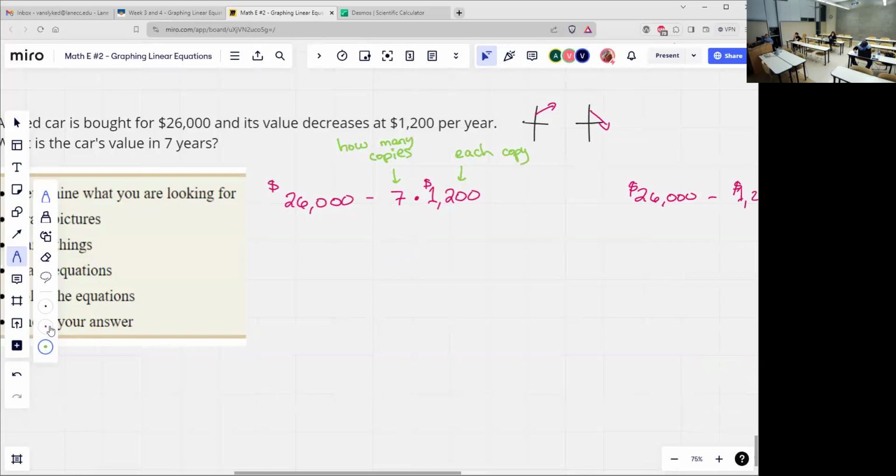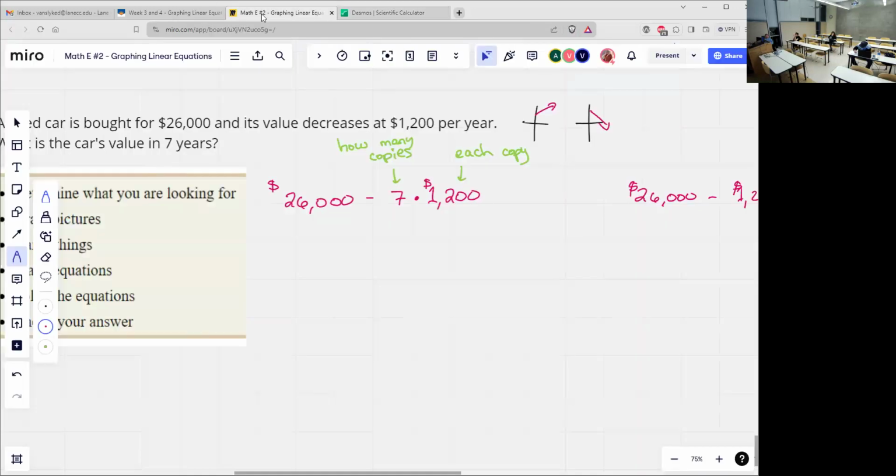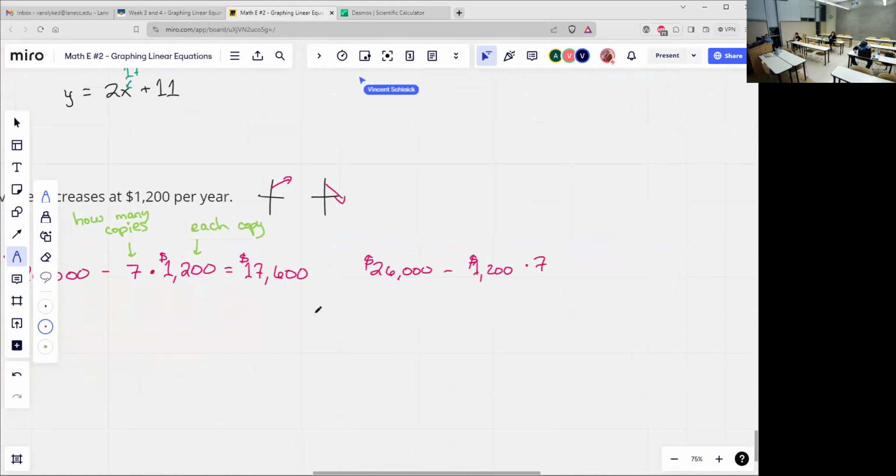Okay, so what is the answer? 26,000 minus 7 times 1,200. Negative 5,800. Something's wrong. We picked a number that's going to be, whoops, 26,000. There we go. So 17,600.